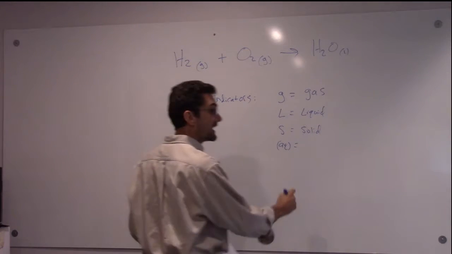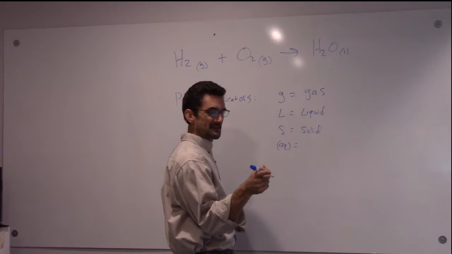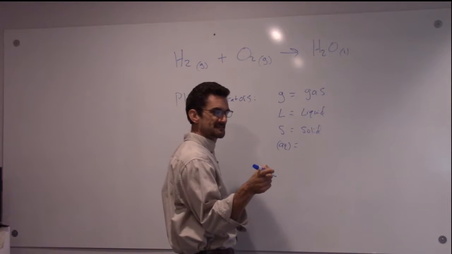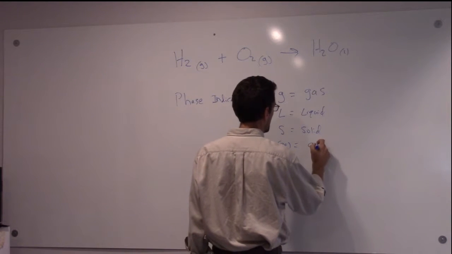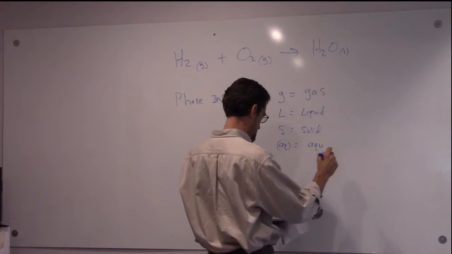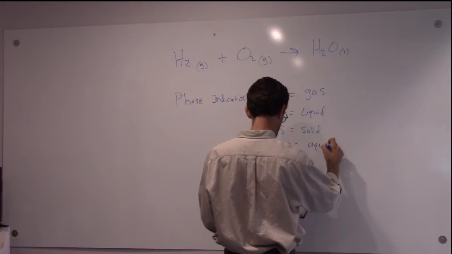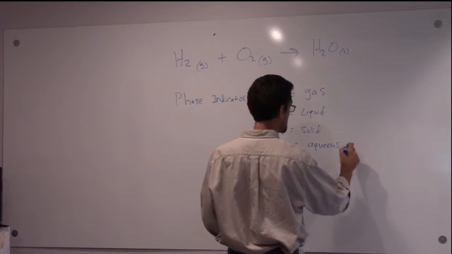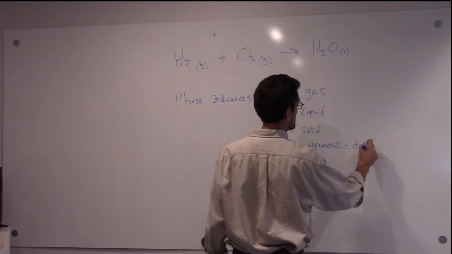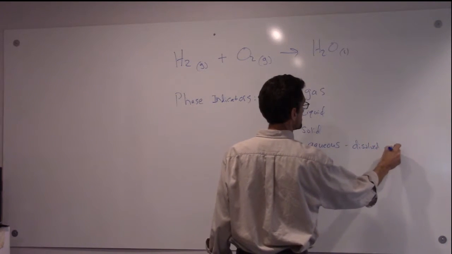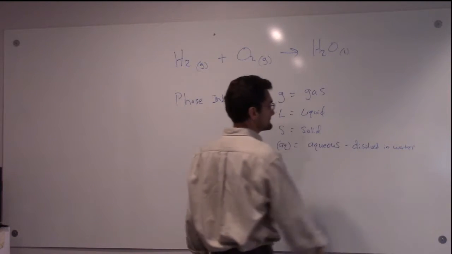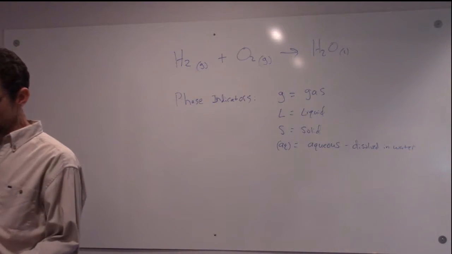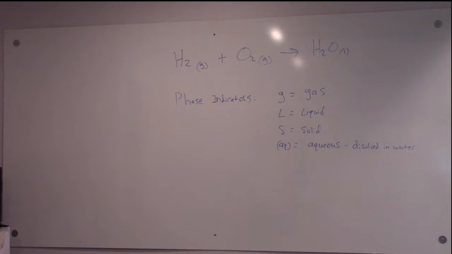Aqua. Okay, aqueous. Aqueous, which means literally dissolved in water. Those are your four phase indicators that you might see in a chemical equation.